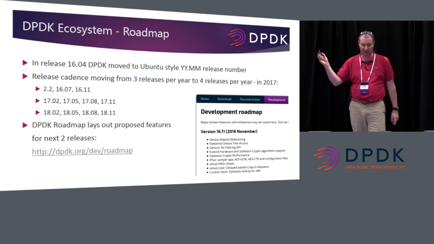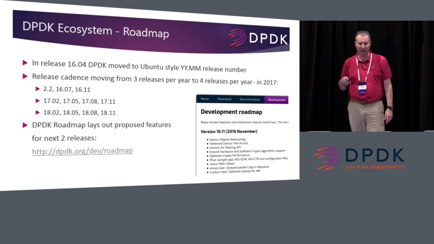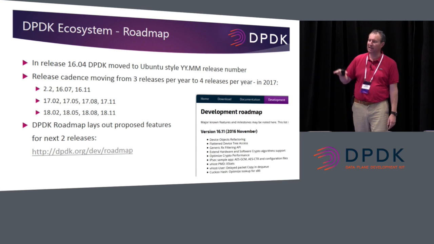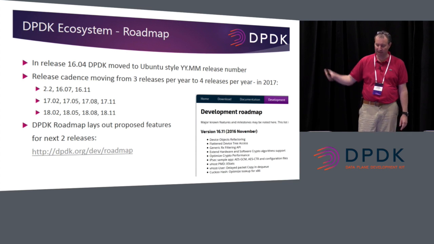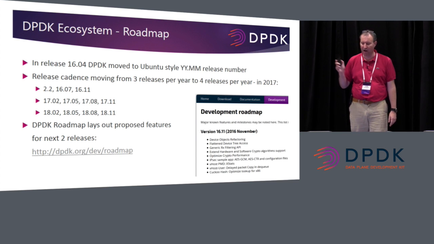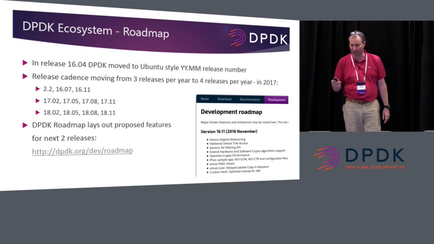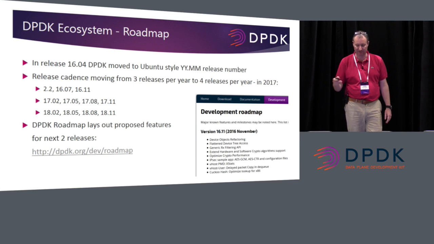So at the moment, and you can see a little bit of it there, we have the roadmap for 16.11, and just below that a roadmap for 17.02, and all of the dates of the releases are on that same page. You can find the URL off the development page on dpdk.org. And there's a link down there. Obviously, you can't click on the links on the screen, but if you download the slides, you can click on the links.